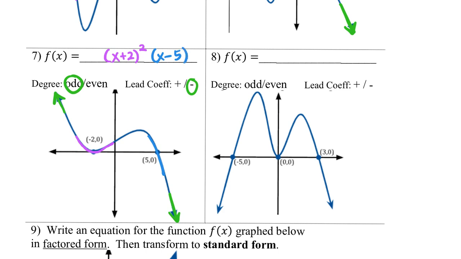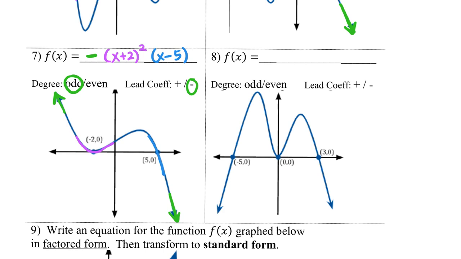Let me check. This is x squared times x, that's x cubed, that's odd. But the leading coefficient should be negative, so I'm going to put a negative in the front. It doesn't say it has to be just a negative, it could be a number like -2, but I'm going to make it as easy as possible. Let's try one more like this.